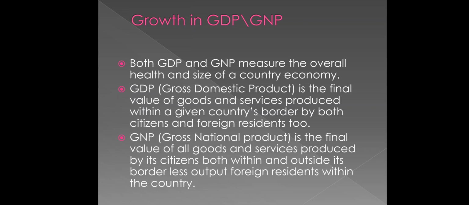Growth in GDP and GNP. Both the GDP and GNP measure overall the health and size of the country's economy. GDP is the final value of goods and services produced within the country. GNP is the final value of goods and services produced by its country both within and outside its border, less output of foreign residents within the country. As an illustration, if Apple manufactures mobile phones worth 1 million within India, then this 1 million will be counted in the GDP and not in the GNP. So this is the difference between the GDP and GNP.